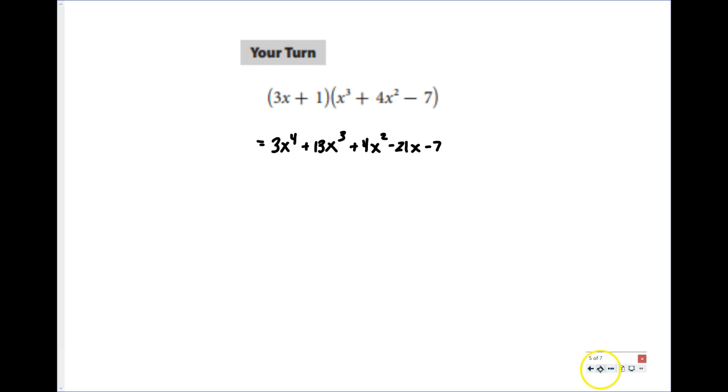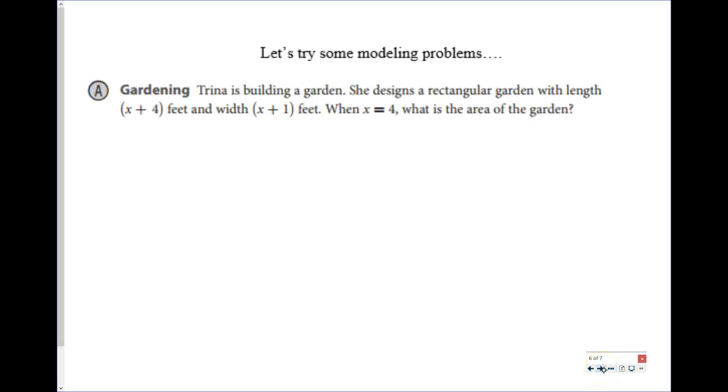The last thing I want to talk about in this learning target is some modeling. So when is this useful? How can we apply this to maybe some context? And I think it's really important that you guys get your language skills up when you're reading a word problem. So let's take a look at this gardening problem.